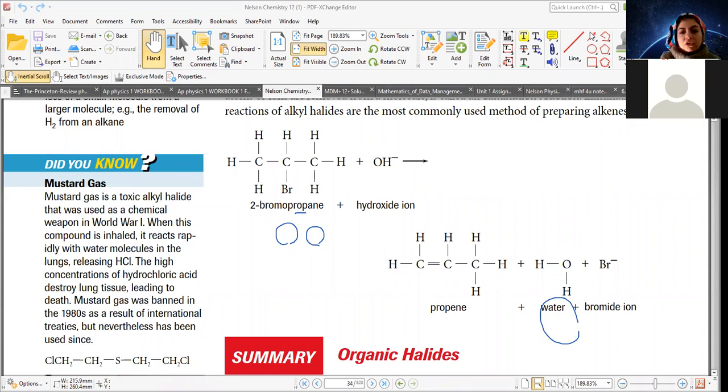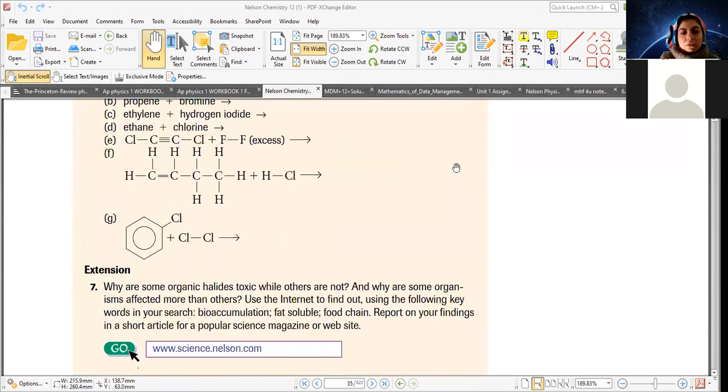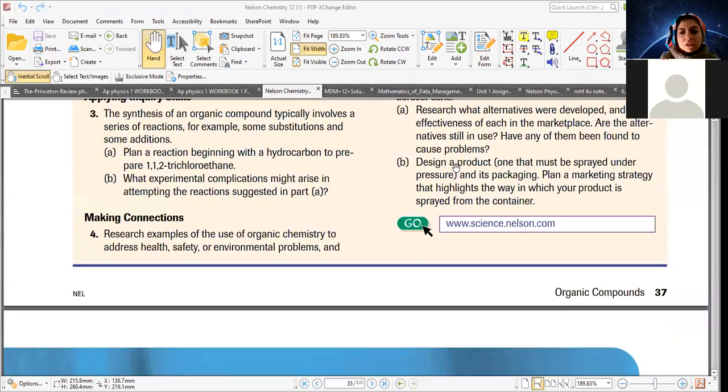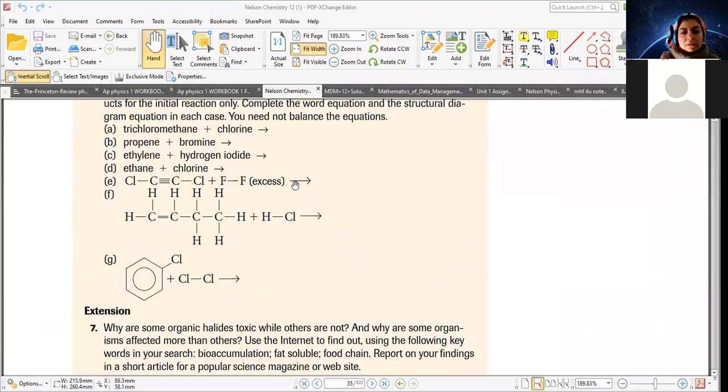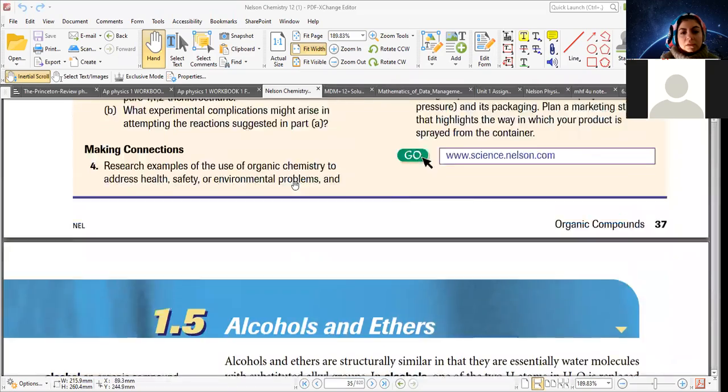This is elimination. So what question do you do? This is page 37. You do question number 6 for me. Okay.